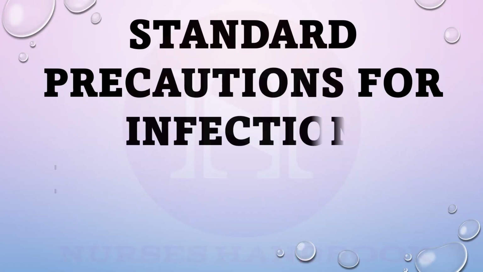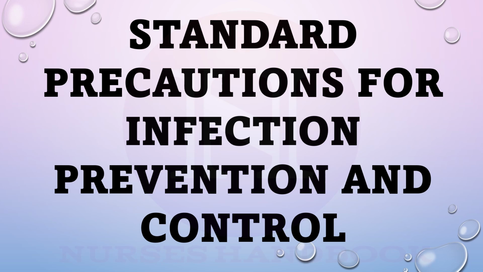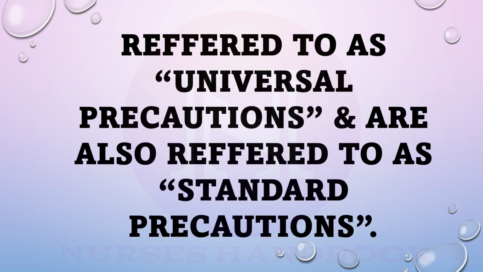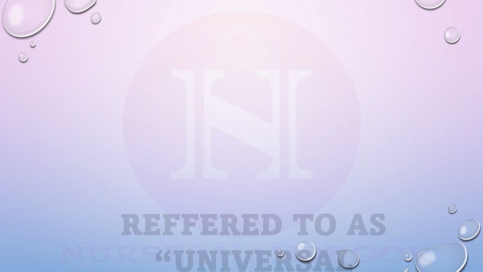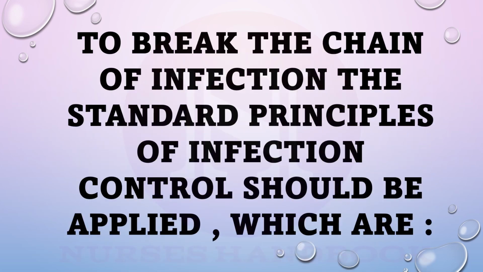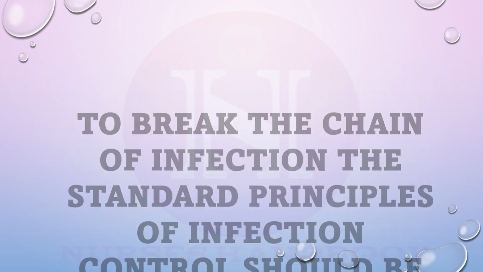Today I will be sharing with you about standard precautions for infection prevention and control. This is also referred to as universal precautions or standard precautions. In order to break the chain of infection, these universal or standard precautions must be used. And now let us see these precautions one by one.